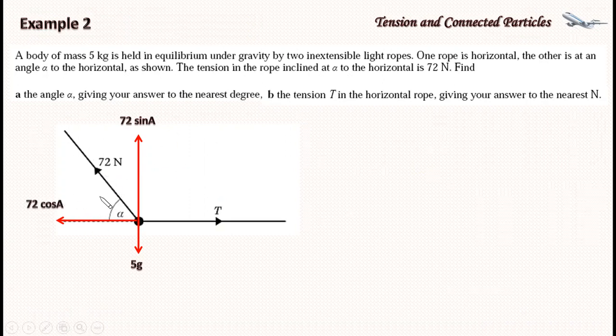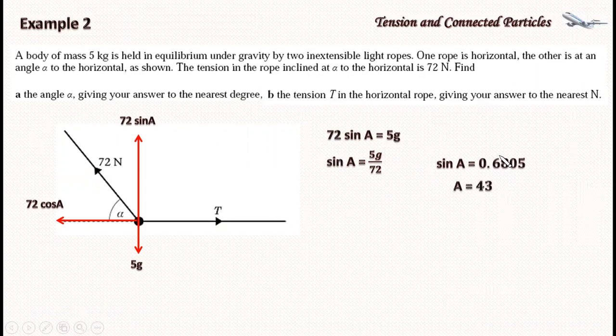Since the system is in equilibrium, let's start vertically. We will have 72 sine alpha equal to the weight. The y component of the tension is equal to the weight. From there, sine alpha will be equal to 5g on 72, and we are taking g to be 10 in this equation. So sine alpha will be equal to 0.6805, giving us an alpha value of 43 degrees to the nearest whole number, as they said to the nearest degree.